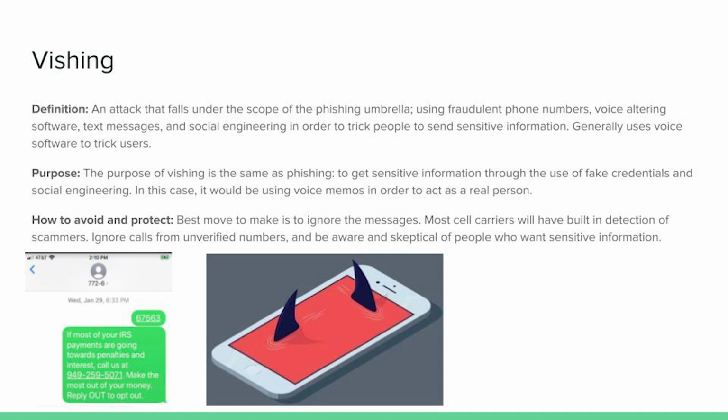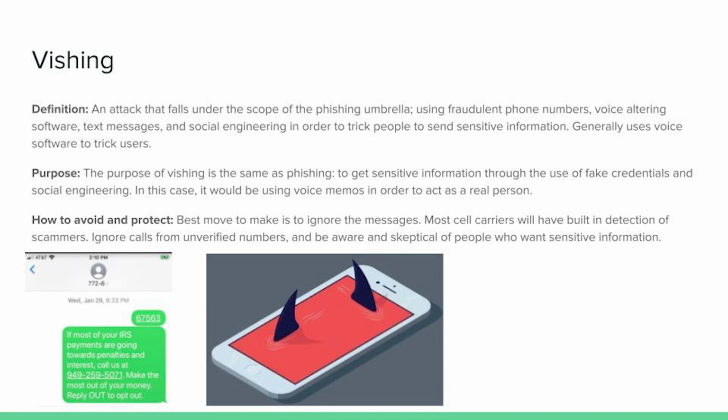Vishing is an attack that falls under the scope of the phishing umbrella. It basically uses fraudulent phone numbers, voice-altering software, and text messages, as well as social engineering, in order to trick people into sending sensitive information. Basically, vishing generally uses voice software since it has a V in vishing. It uses voice software to trick users.